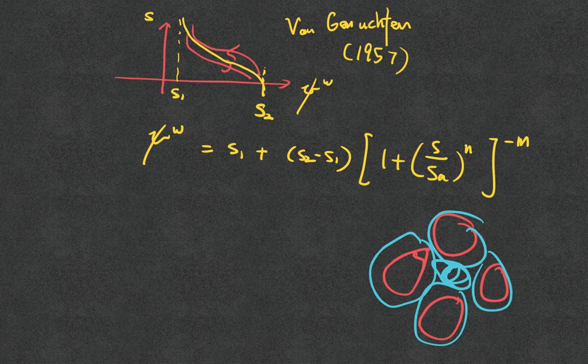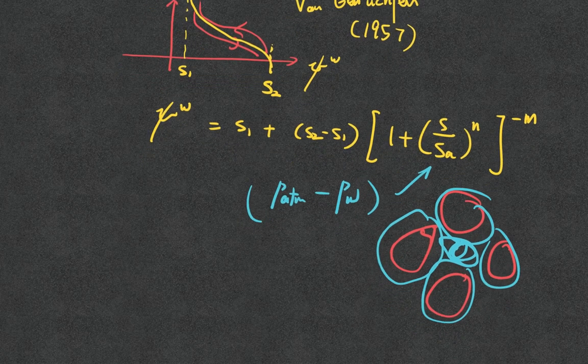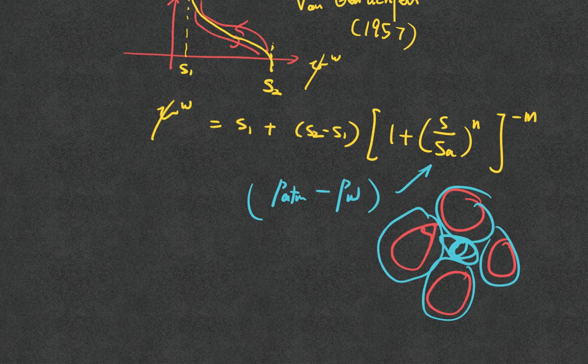Okay, and what is SA? A stands for the atmosphere pressure. So what you're actually calculating is the atmosphere pressure minus the pressure of water. You need a reference point, and the atmosphere pressure is the reference point. And then you can get this curve.